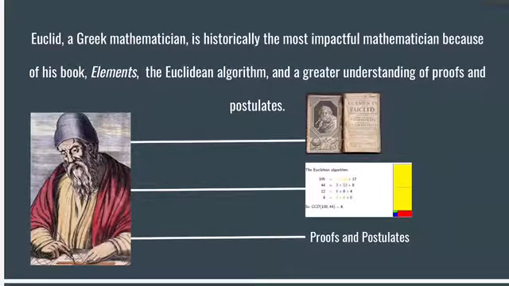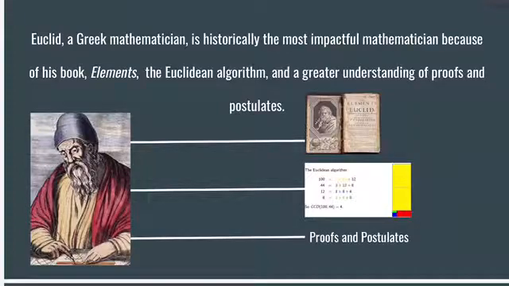Euclid made his discoveries in 300 BC, but in the year 2019, he still holds the title of the father of geometry.